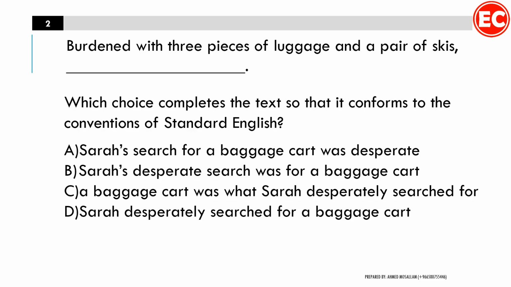Burdened with 3 pieces of luggage and a pair of skis. We have a comma here and start with ed here. Who was burdened? Ask yourself, who or what was burdened? We have Sarah's desperate search, we have a baggage cart, and we have Sarah. Who was burdened with 3 pieces of luggage and a pair of skis? For sure the answer is clear, which is Sarah herself, desperately searching for a baggage cart.